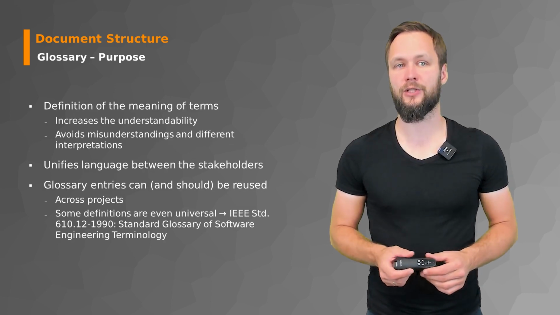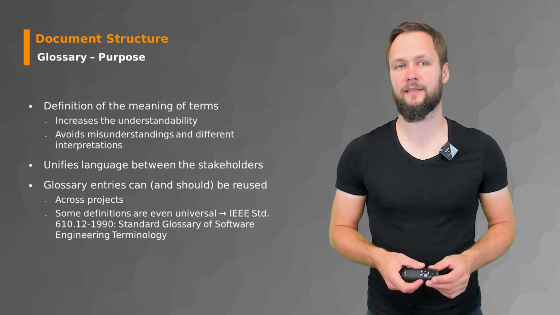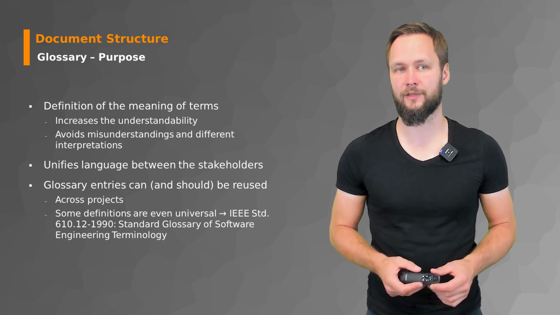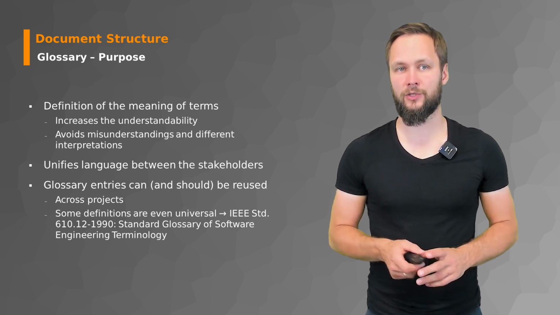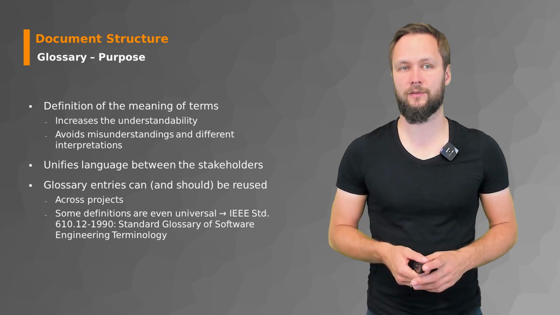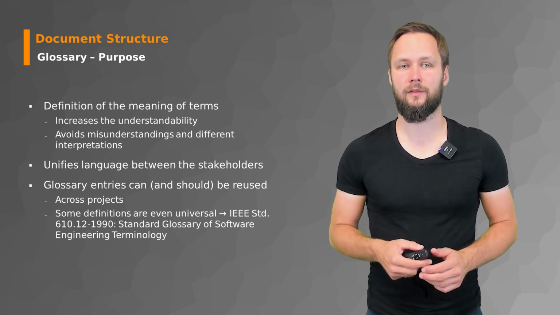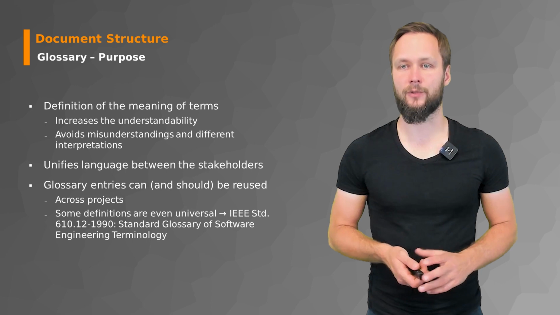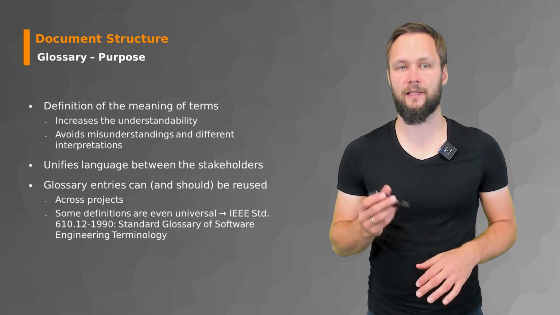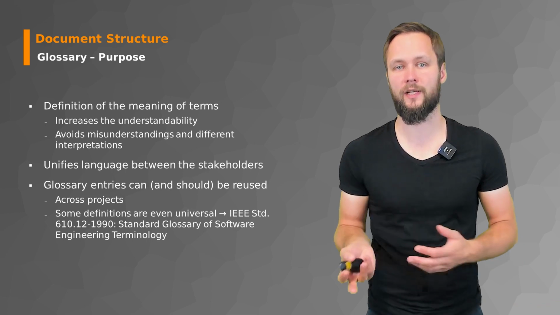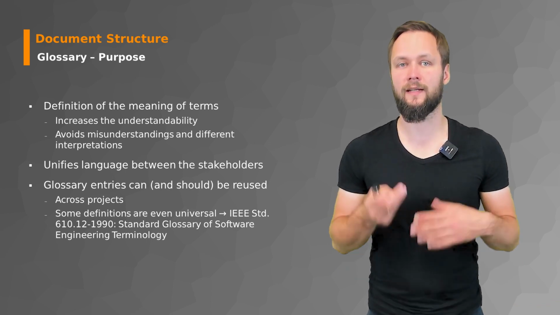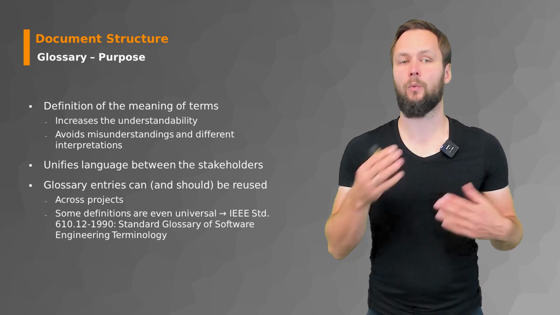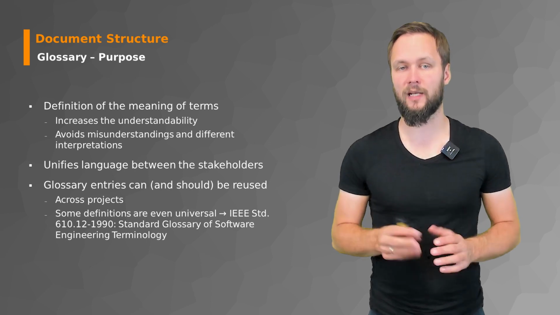So the purpose is the definition of the meaning of terms, which increases the understandability and also aims to avoid misunderstandings and different interpretations. It should unify the language between the stakeholders, so it should help to do that. And the glossary entries should also be written in such a way that you can reuse them later on for other similar projects. So for example, you're a company that's often working on software projects in the healthcare sector. There will be terms that will come back again and again. So you can use the glossary across projects, while on the other hand, some of those terms might be really project specific.